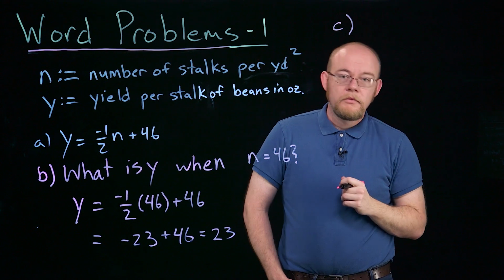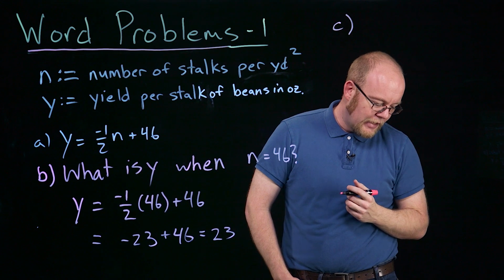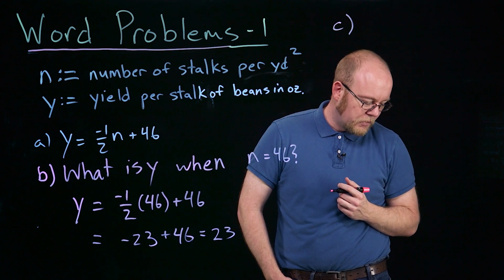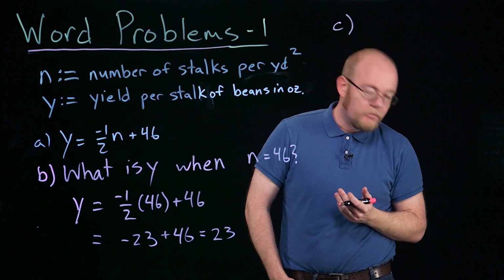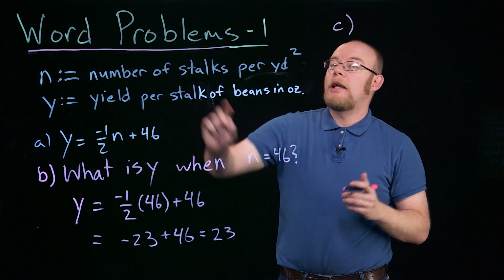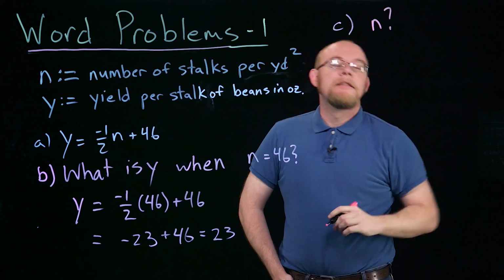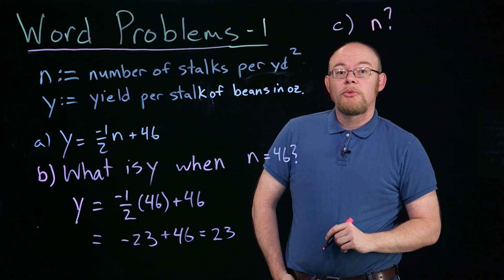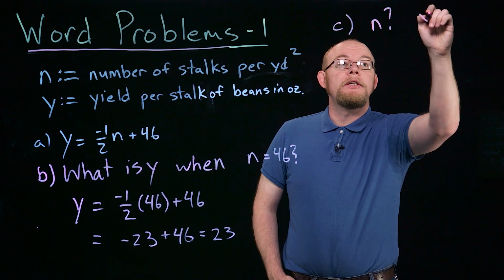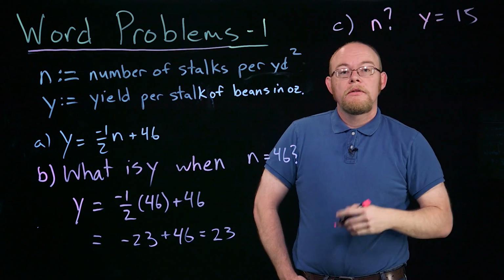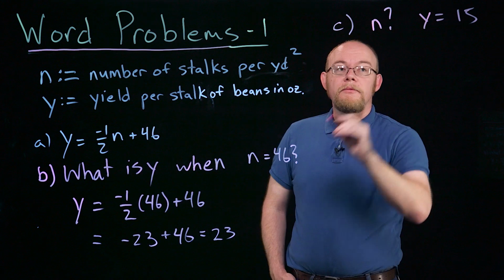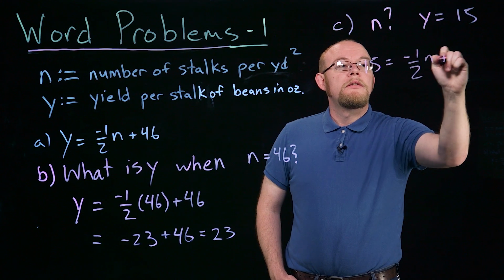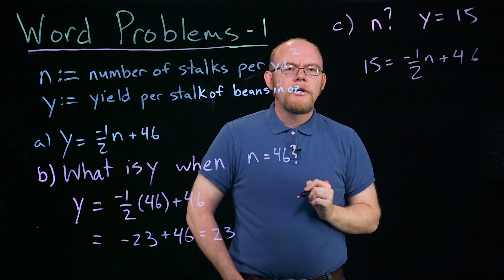All right, so for part C, it asks us how many stalks were planted per square yard if the yield is 15 ounces per stalk. So how many stalks were planted per square yard? That's going to be N. So what is N? If the yield is 15 ounces per stalk. So now we can do the same process. We substitute 15 for Y. And we solve for N.